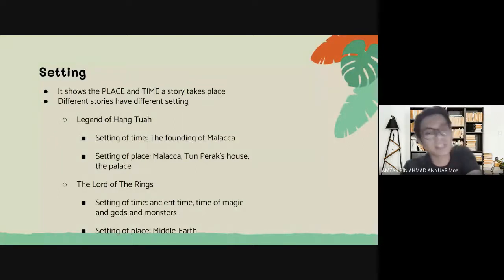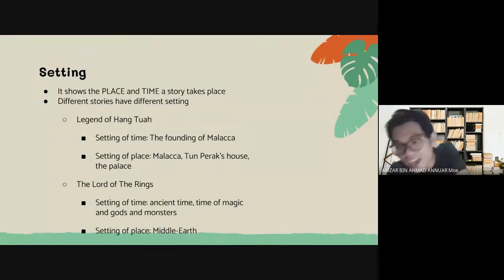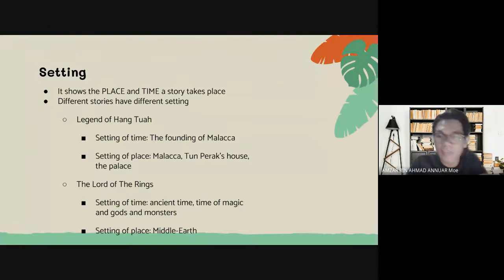Mesti ada kena-mengena dengan cerita ni. Jangan cakap the king sleeps there, the queen eat there. No. Okay. Jangan cakap pasal raja makan kat situ, permaisuri tidur dekat situ. No. You talk about what happened in the story. At the palace, Hang Jebat took everyone hostage. He attacked the palace. Apa yang berlaku? Dia serang istana tu. Okay.